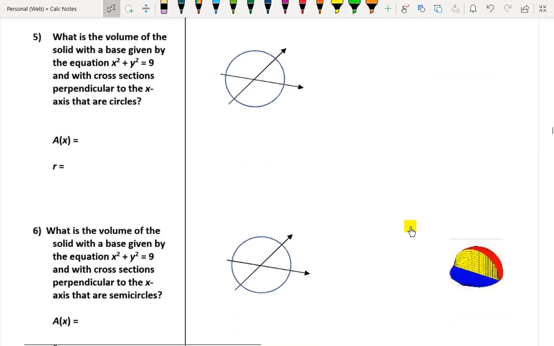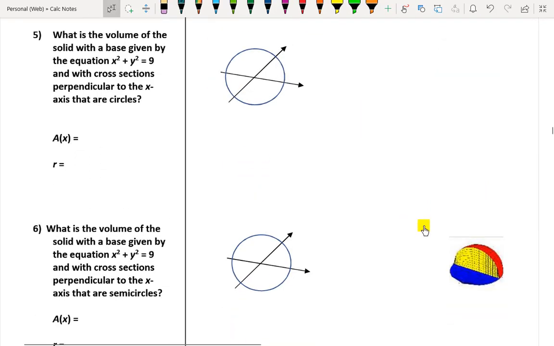Okay? All right, our next one here, what do we have here? We have what is the volume of the solid with a base, same base, and now our perpendicular cross sections are circles. Let me see, cross sections perpendicular to the x-axis that are circles. Oh, this one's going to be interesting. Okay, so I'm going to have fun drawing this one. So we have a cross section now that is actually a full circle. So I'm going to draw a circle here as best as I can. Like I said, this is going to be interesting.